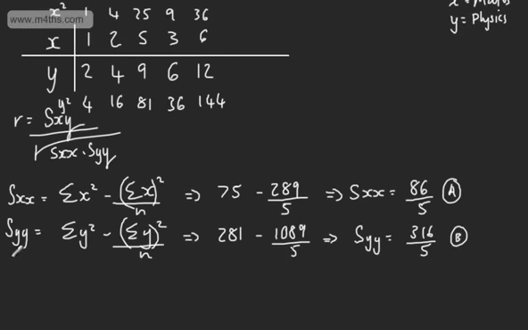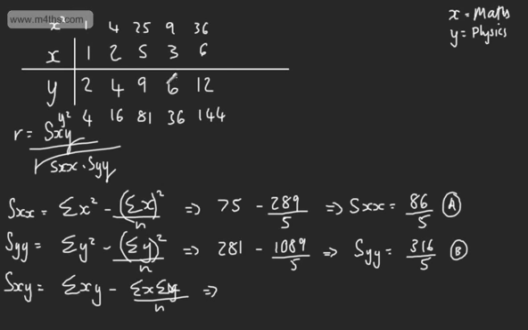Okay, let's now look at SXY. So what we've got then is the sum of x multiplied by y minus the sum of x multiplied by the sum of y over n. Now at this stage it would have been better if I hadn't squared these, because remember I've already worked out the sum of x and the sum of y over n. I've already squared this, so perhaps writing it out to begin with would have been better.